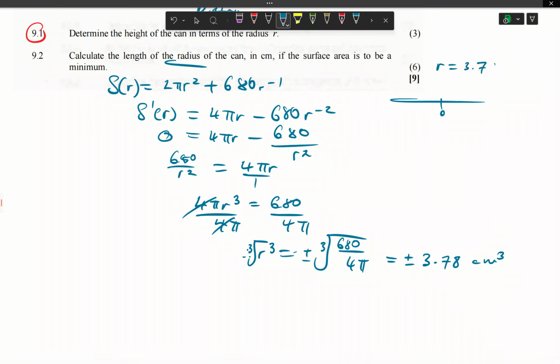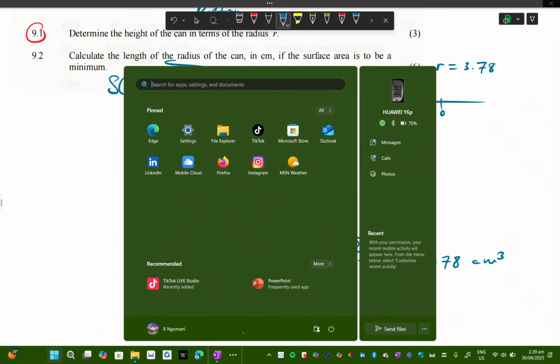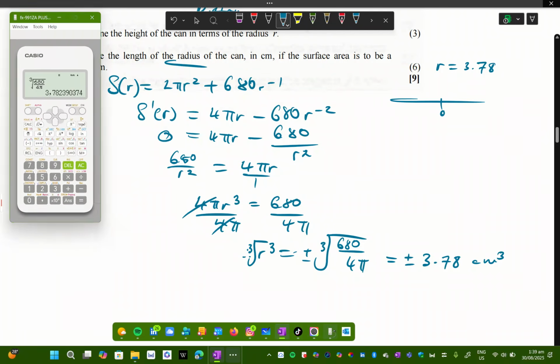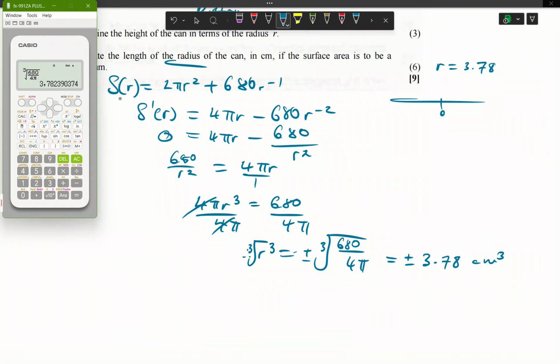So let's start with r equals 3.78, and then substitute values less than 3.78 and greater than 3.78 to see how this function is behaving. So we substitute into what? Not the original function, but your first derivative, the stationary point. So this is 4 multiplied by pi, your r now is 3, then answer minus 680 all over the answer, and then squared.